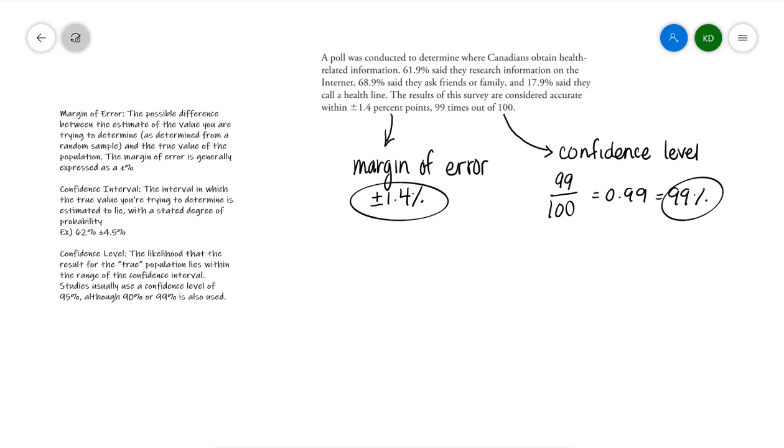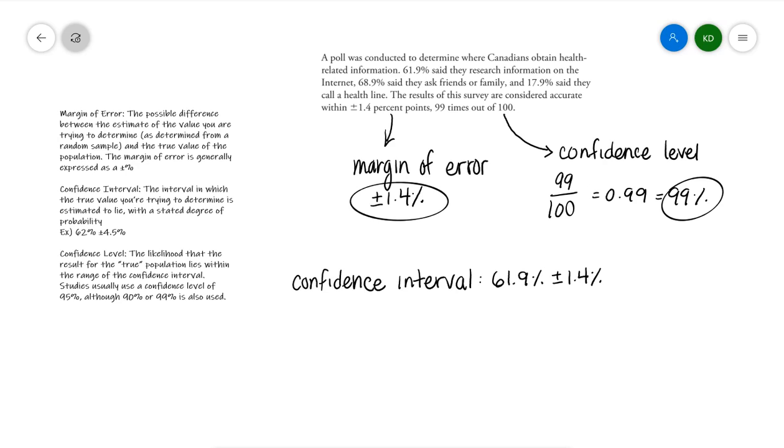We have three pieces of information regarding percentages. So 61.9% of people will research on the internet. If I wanted to come up with the confidence interval, what I would need to start with is my piece of data. In this case, it's going to be 61.9%. And I need to add or subtract 1.4%, and that's going to be my interval.